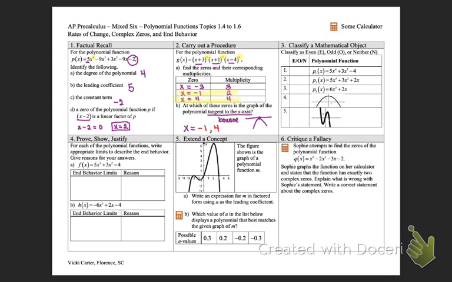All right. Number 3, classify a mathematical object. So we want to classify each of these as even, odd, or neither. Now, remember that if this is multiple choice, you can certainly look at it in your head however you want to. If it is free response, the test is going to be that you need to show that you have evaluated f of negative x, or in this case, they're called P1, 2, and 3.